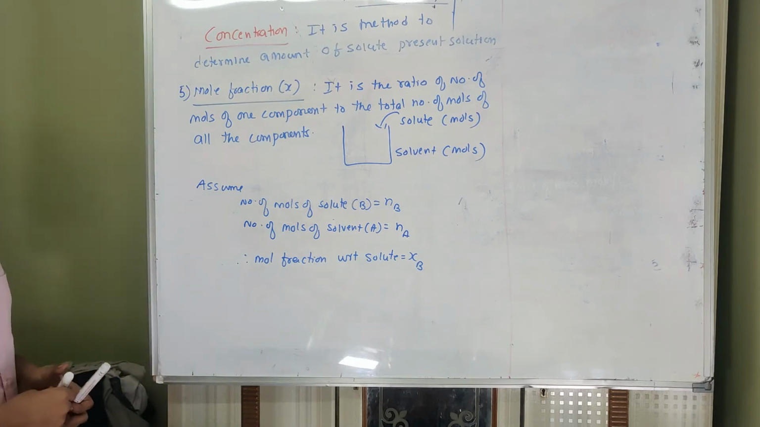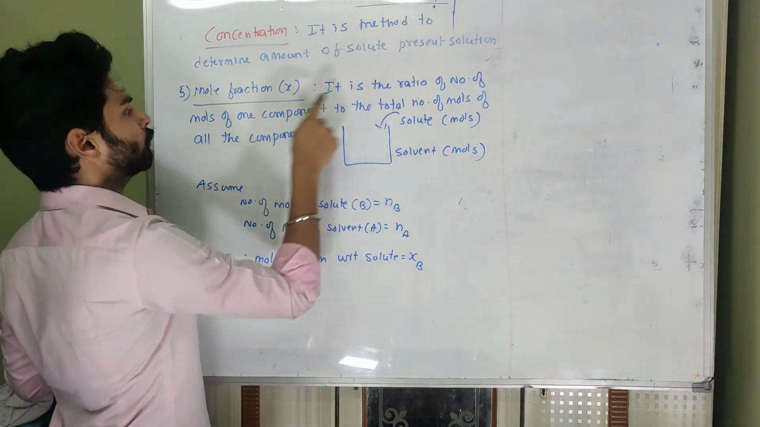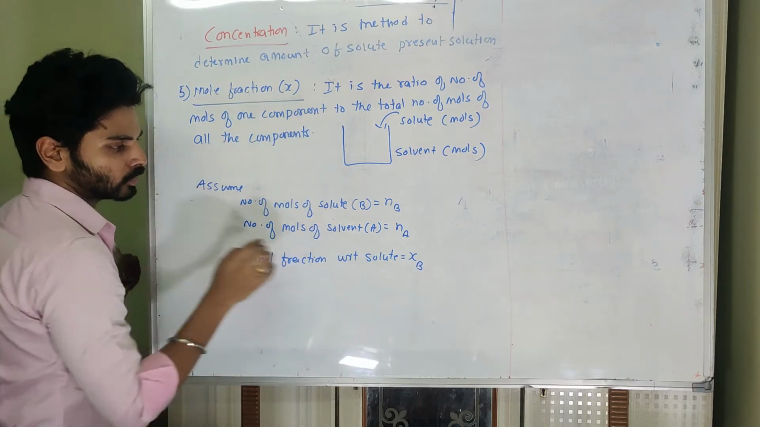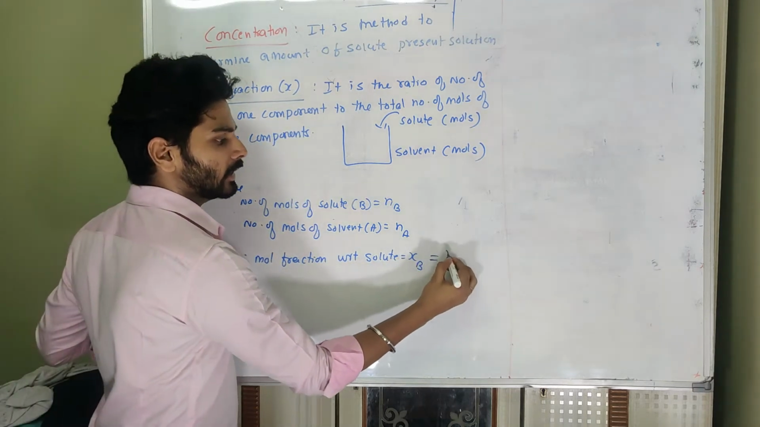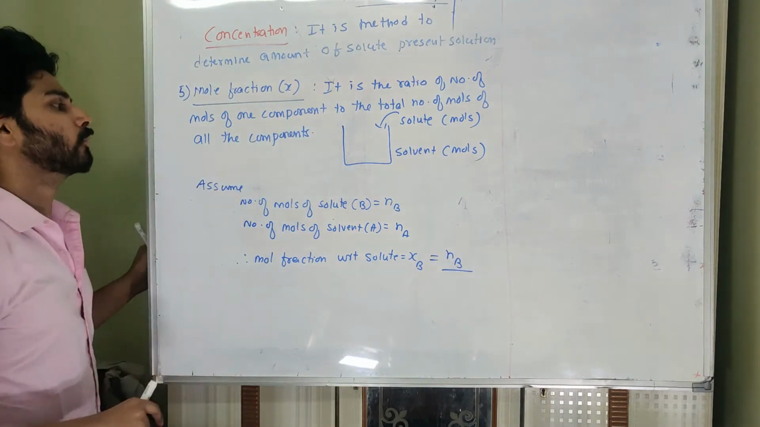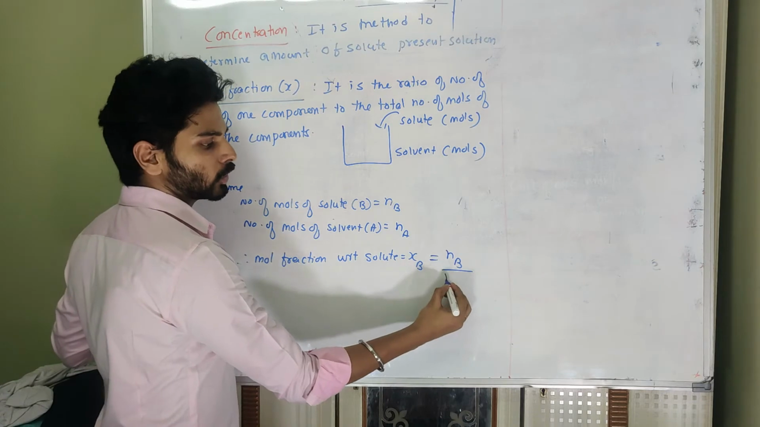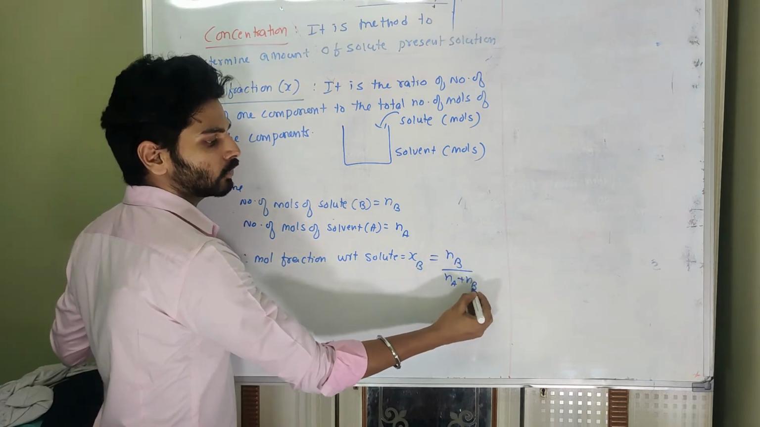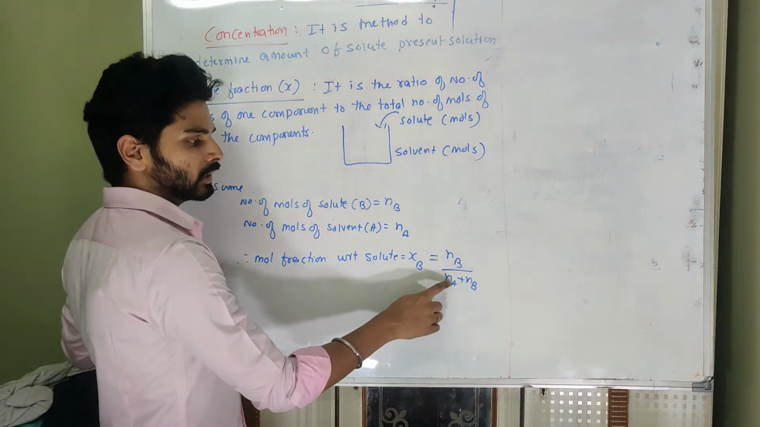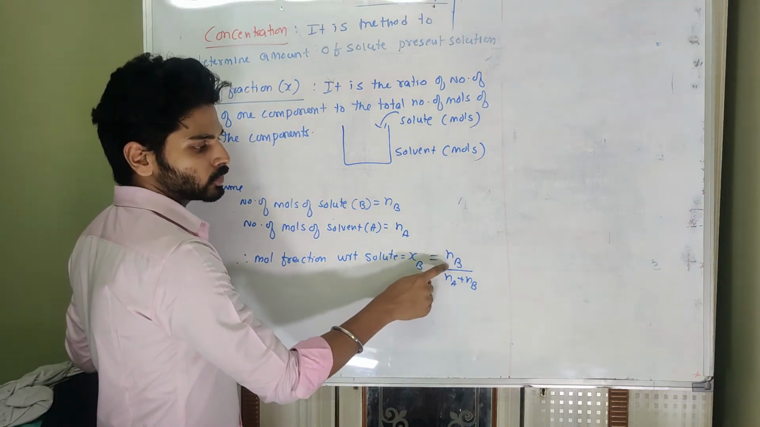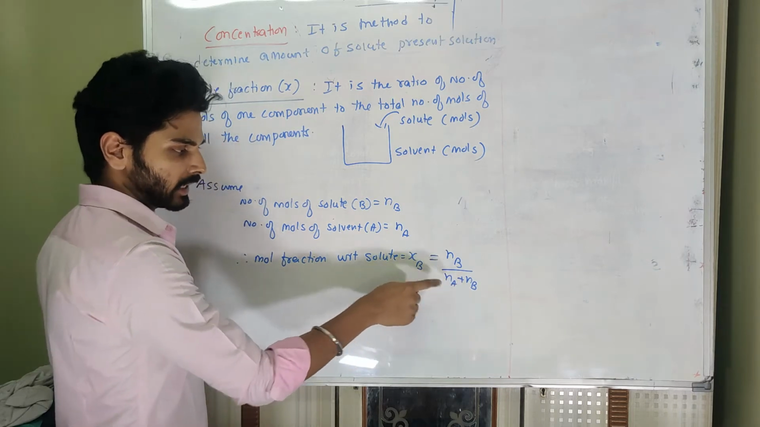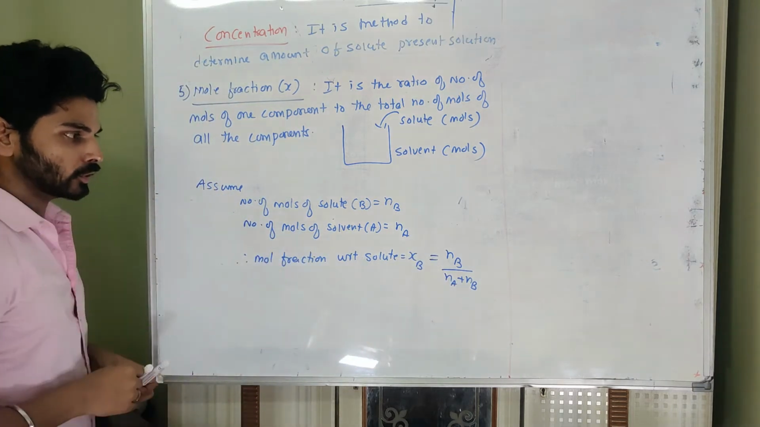If you are doing it with respect to solute, then it is the ratio of the number of moles of one component, its mole, to the total number of moles of all the components. So we are talking about a binary system, one solute and one solvent, then NA plus NB. So it is the ratio of its mole divided by total moles. That is the ratio with respect to solute.